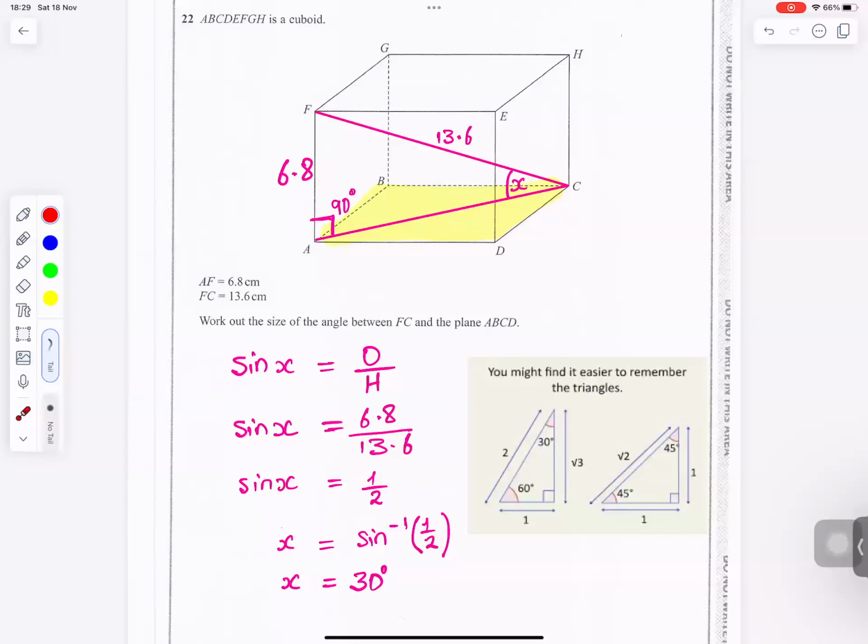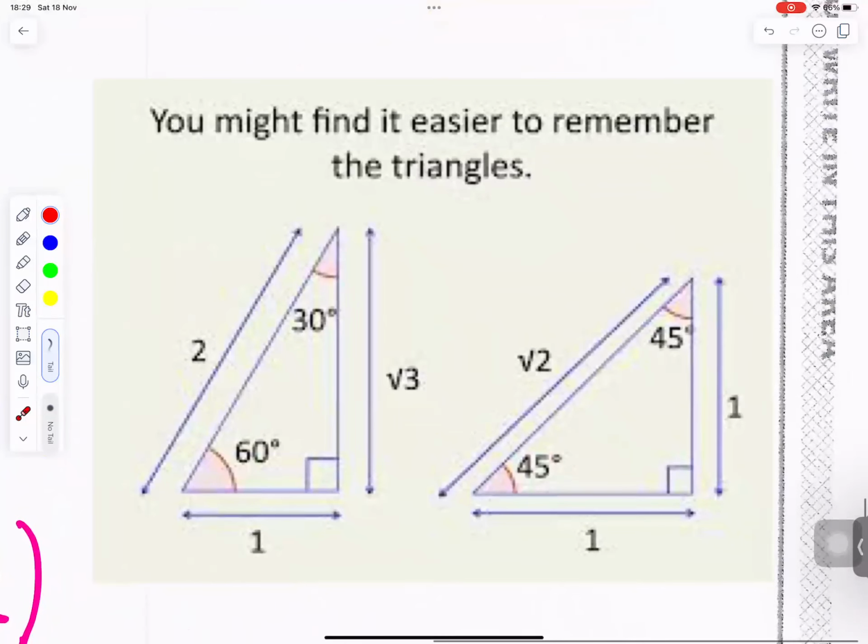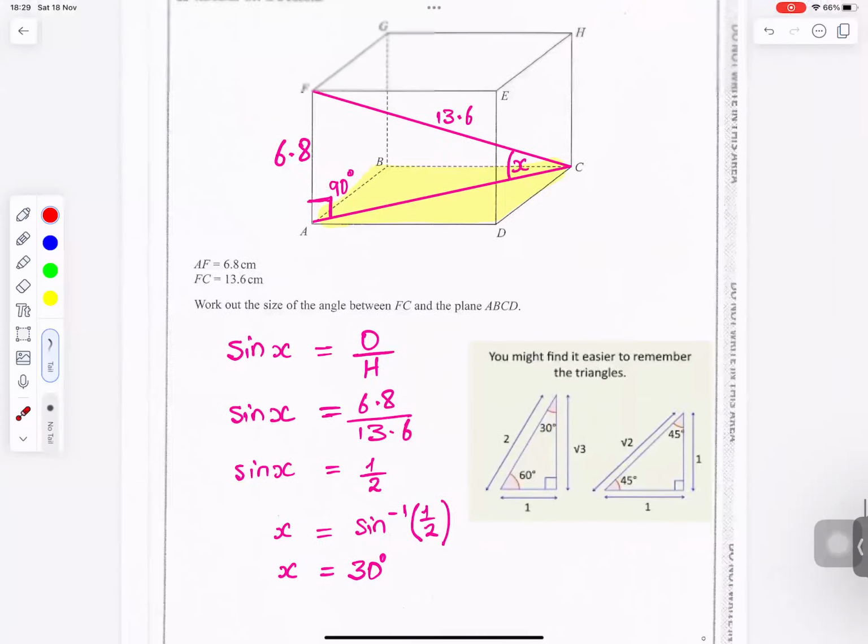And the way you remember it is you learn these two triangles on the side, where you have 1, 2, and then square root of 3, which is 2 squared minus 1 squared, and then you would work it out from there. So sine 30 is opposite over hypotenuse, which is 1 over 2. So this triangle helps you to remember that sine 30.